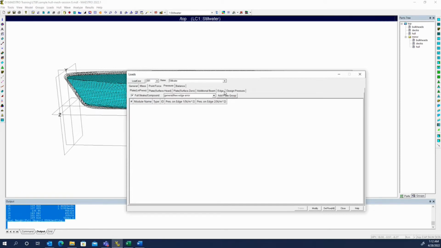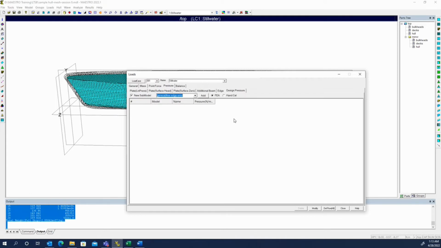They're described in the help file. I hate to spend a lot of time going over something that you're probably not going to use. I would have to look up how to use these things because I haven't used them much. Plate linear pressure, I think, varies the pressure from one side of the plate to the other. Surface head, I think, is based on distance from the water surface. Don't recall what the surface zero is, I think you can specify where the surface should be for that one. Additional beam was one of these two, either additional beam or edge was for side loading, I think, a beam.